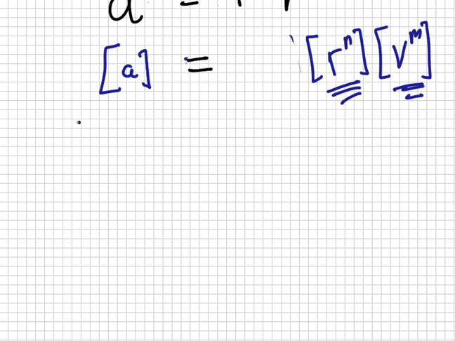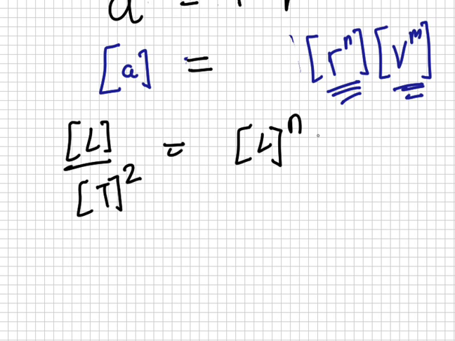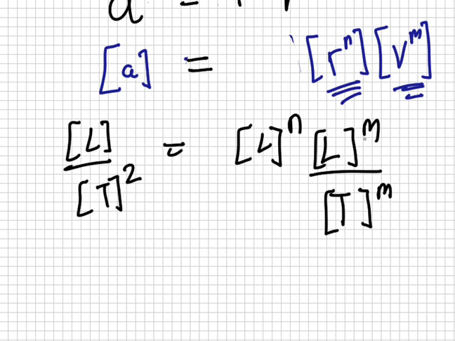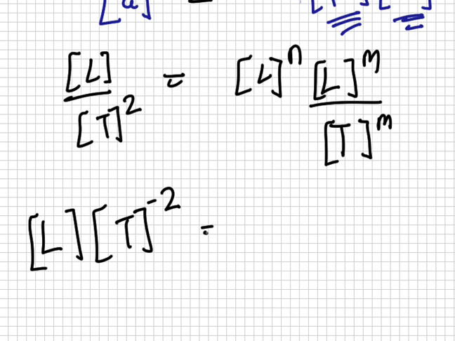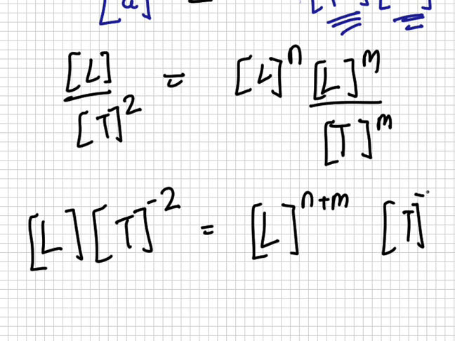So what dimension is a? Length over time squared. And that's to equal this dimension here, which is length to the power n, and here v, which is length to the power m over time to the power m. Can you see that? Because remember, v is speed, which is length over time. Now we can do some cleaning up here. On the left, I can say that's L T to the minus 2. It's the same thing. And on the right, that's L to the n plus m, because they go together, T to the minus m.